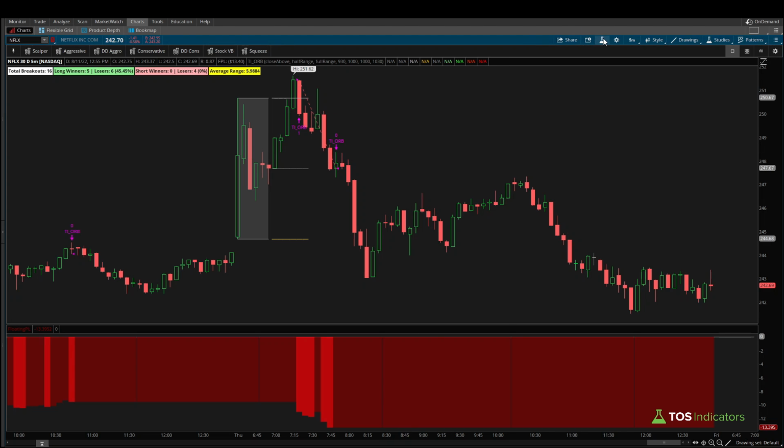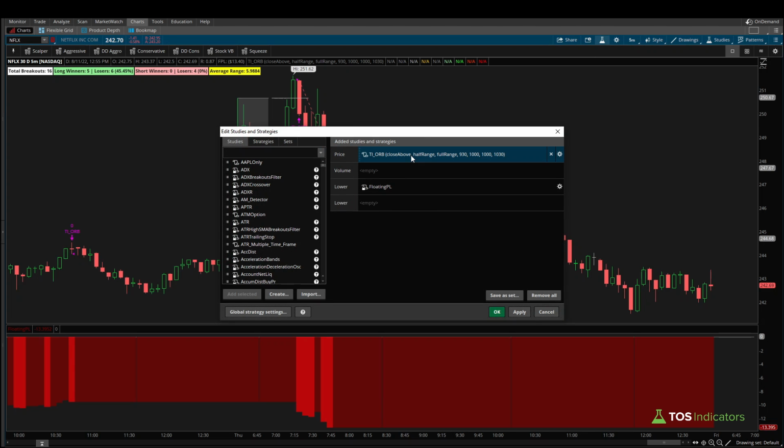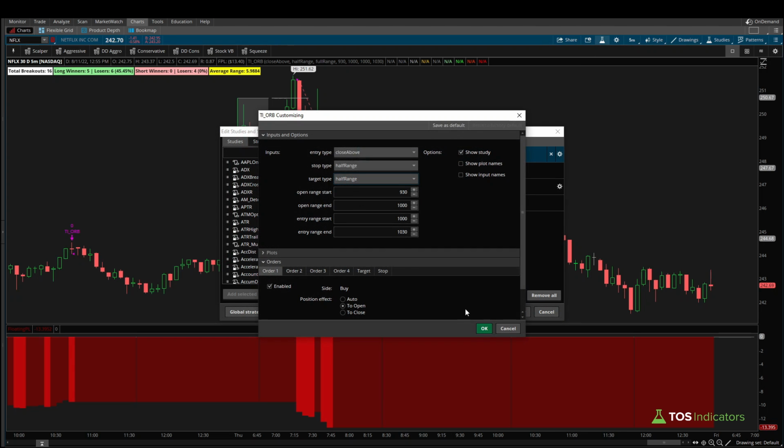Now, to get started, I've applied the ORB backtester to my chart here, and let's start with the default settings of close above, half range, and half range.